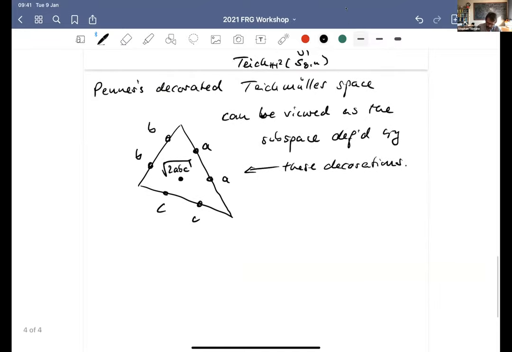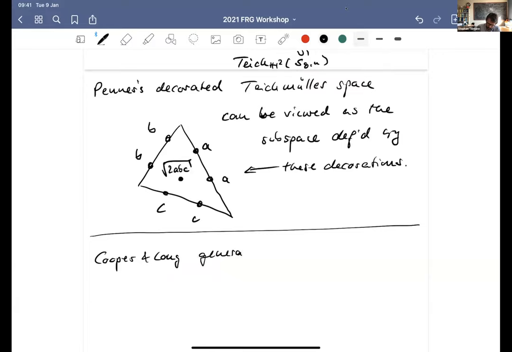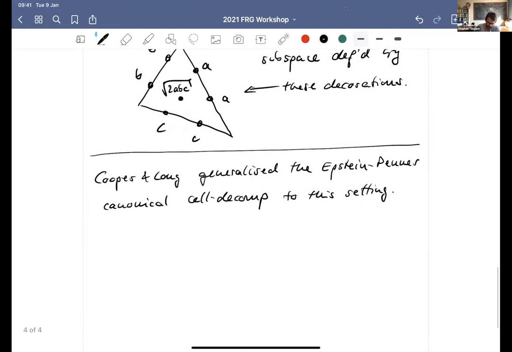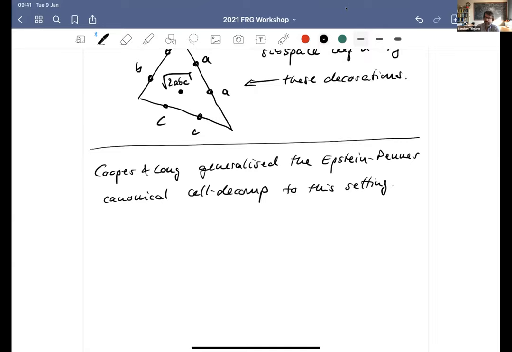I want to talk about canonical triangulations. For hyperbolic surfaces, Epstein and Penner have a celebrated canonical cell decomposition for finite volume hyperbolic manifolds that are non-compact. This was generalized by Cooper and Long to real projective manifolds of finite volume. So Cooper and Long generalized the Epstein-Penner canonical cell decomposition to this setting. And in the case of surfaces, we can really solve this algorithmically using these coordinates.